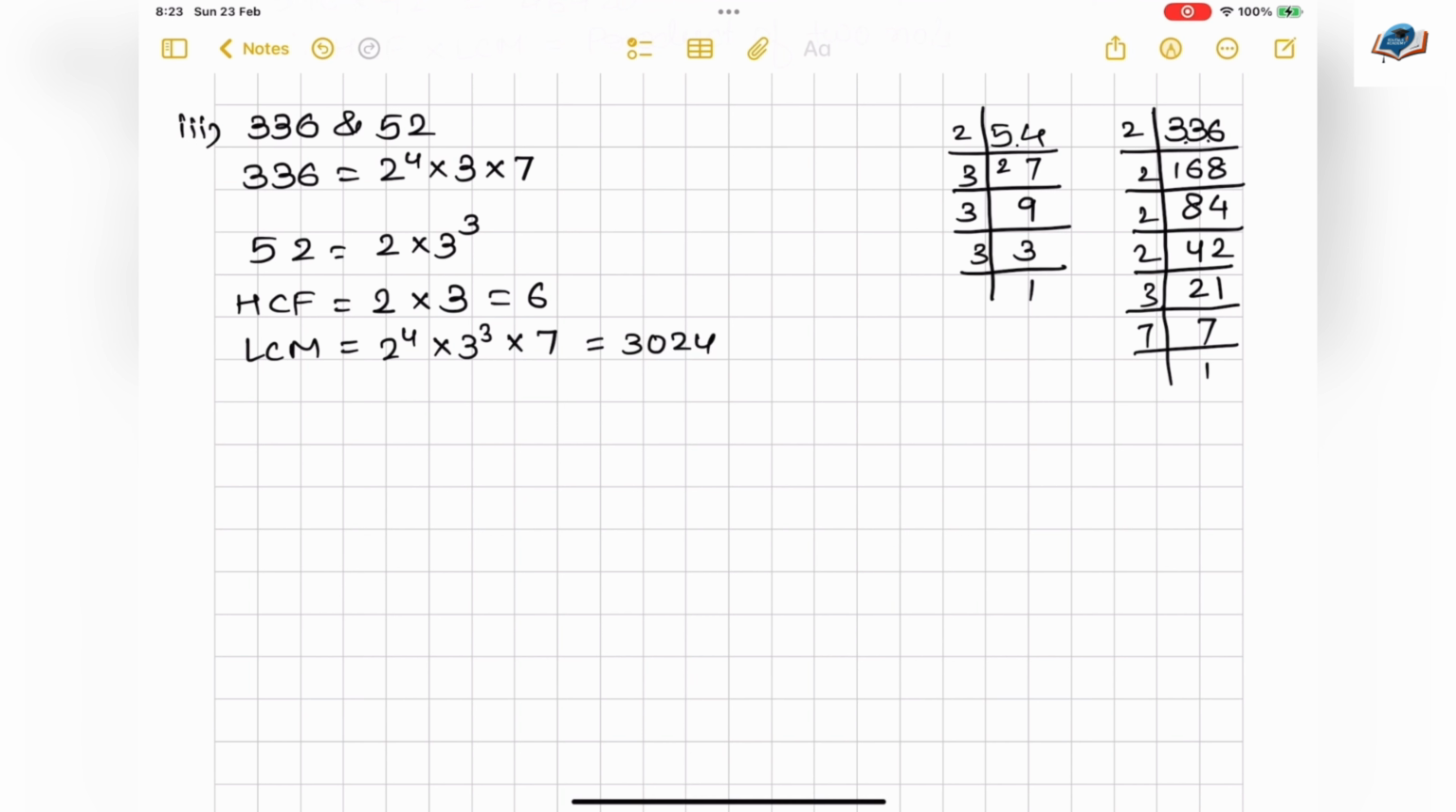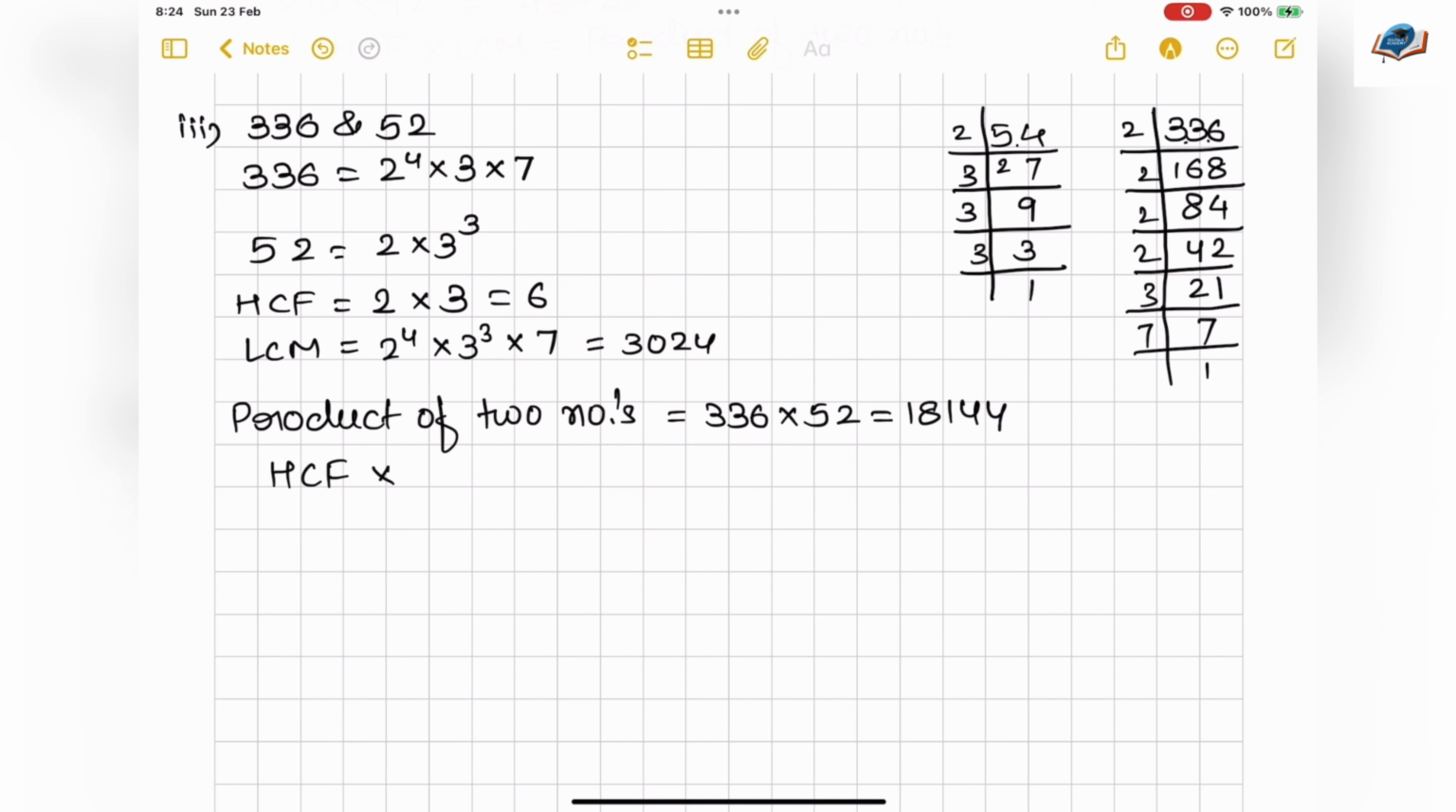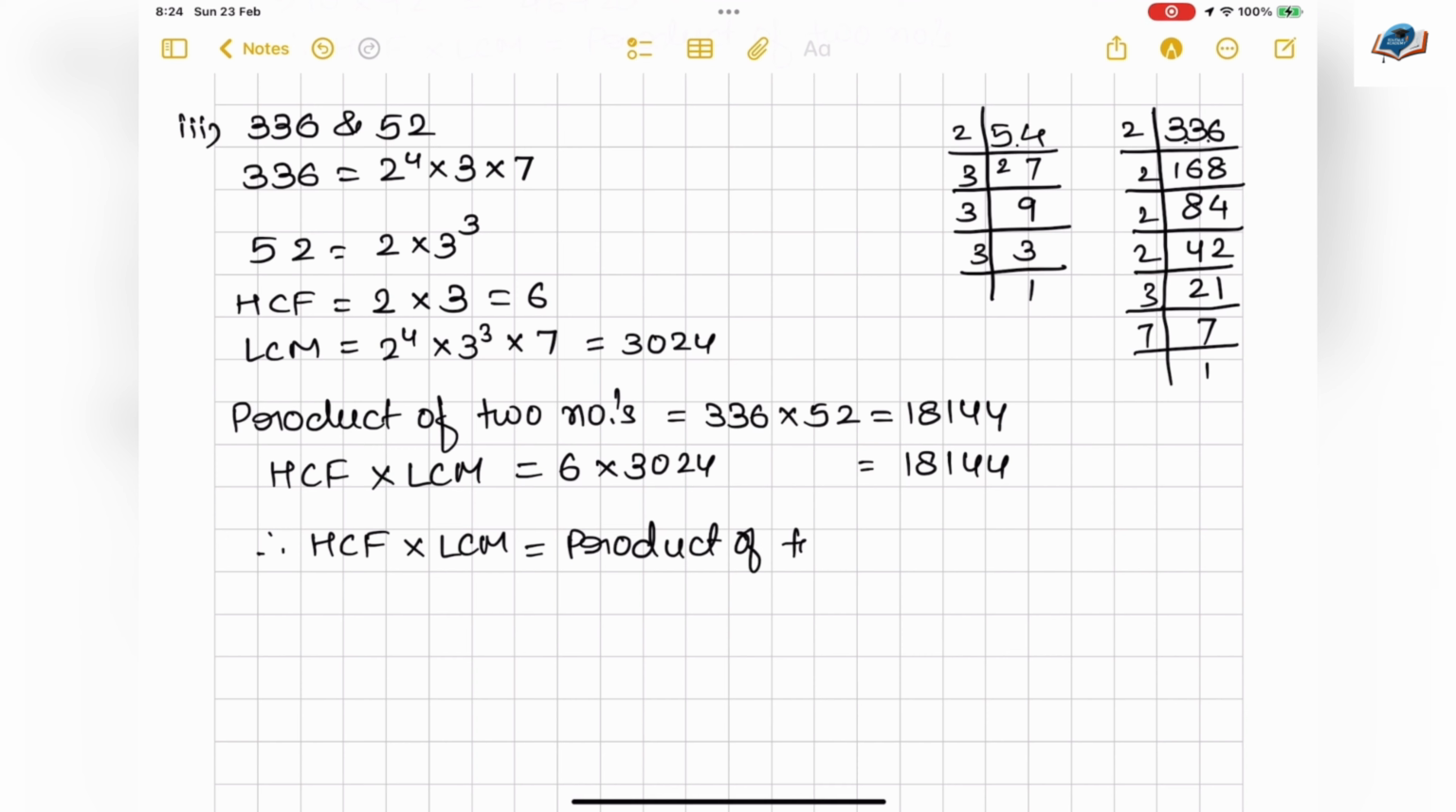So that will be 3024. The product of the two numbers will be 336 into 54, so that is coming as 18144, and HCF into LCM, 6 into 3024, that is also coming 18144. Therefore, HCF into LCM is equal to the product of two numbers.